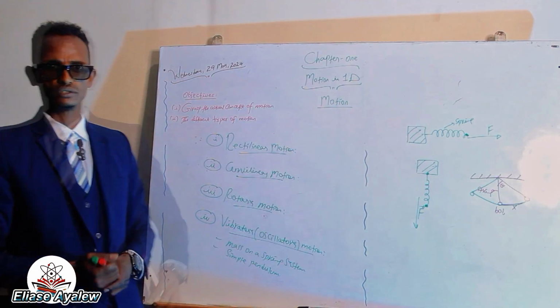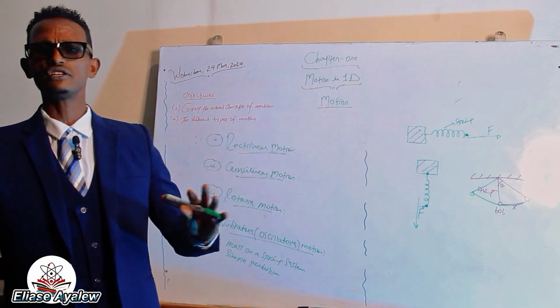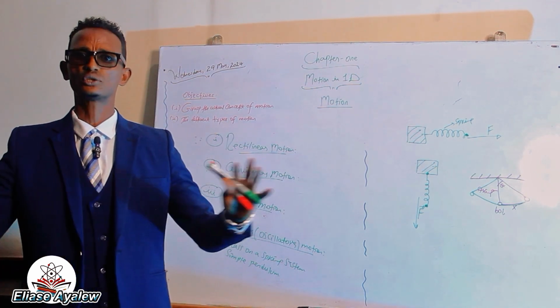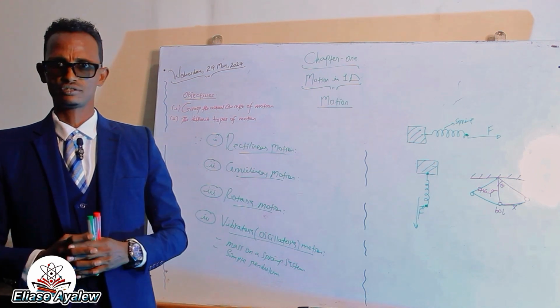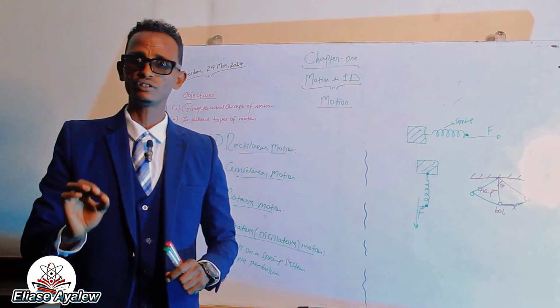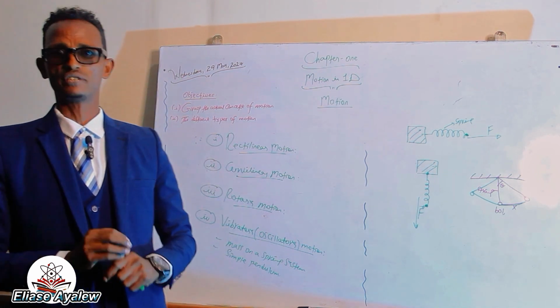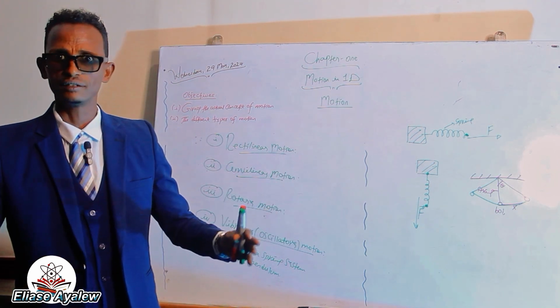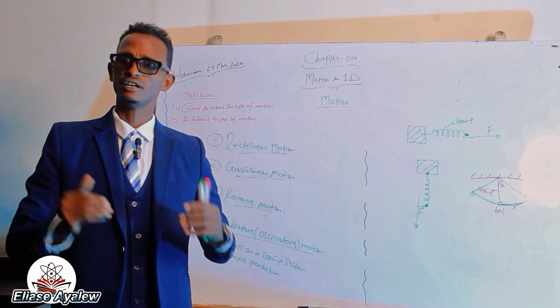Generally, based on the dimension that moving objects follow, motion can be classified into two groups or categories. Based on what? Based on the dimension of the moving objects, motion can be classified into two. What are they? Motion in one dimension and motion in two dimensions.